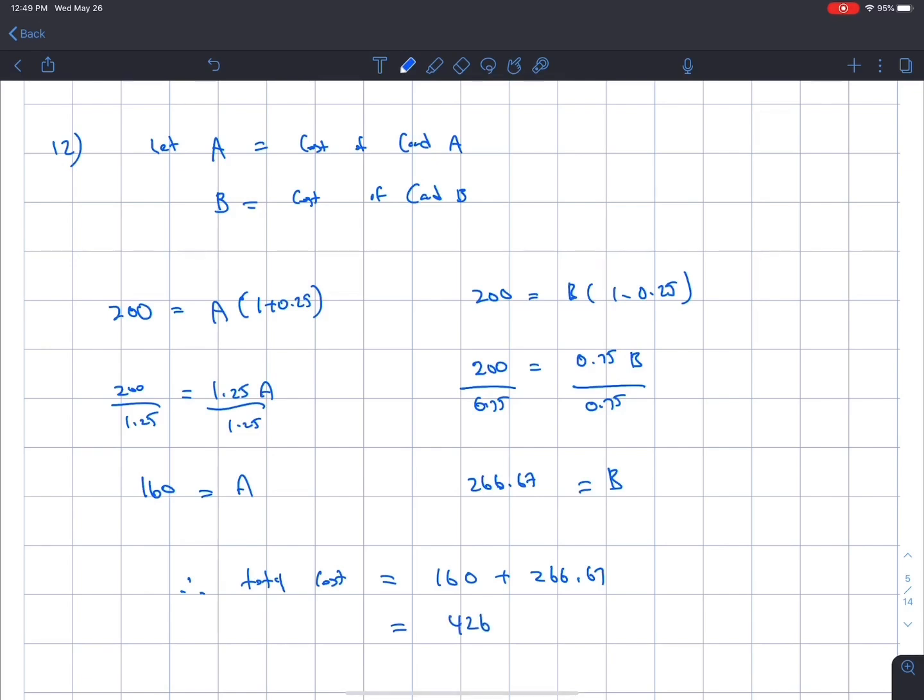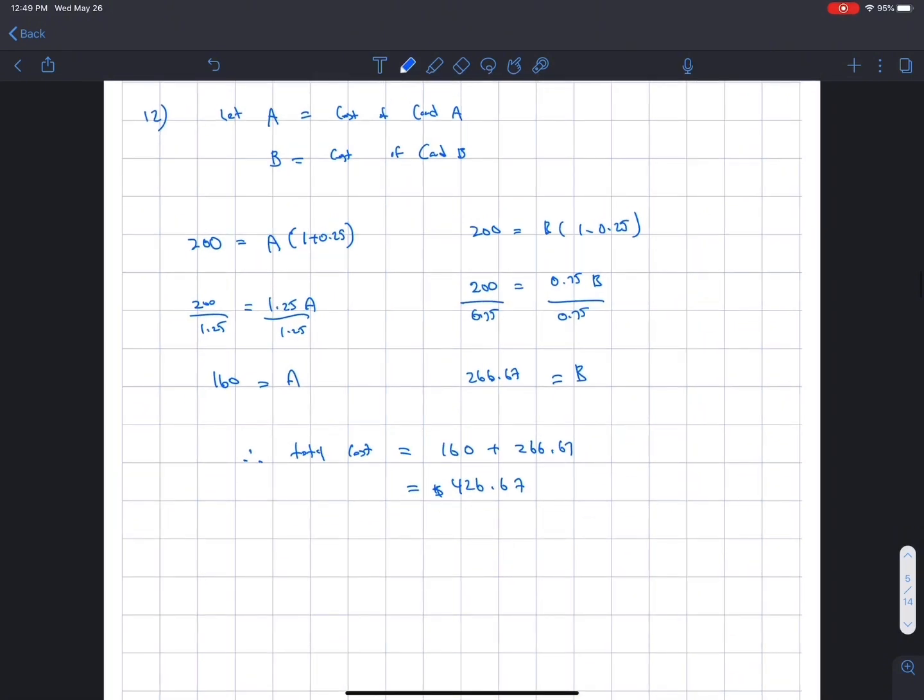We get 426.67. Now, she sold both cards at $200 each, right? So she lost some money. She lost $26.67. That's how much she lost. I simply went 426.67 minus 400. That's how I got the 26.67. So she bought card A and B in total. She spent 426.67, which is what we calculated, and she sold each card for $200 each. So she ended up losing money.